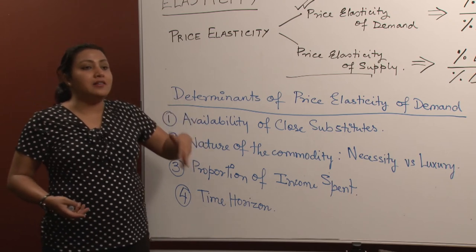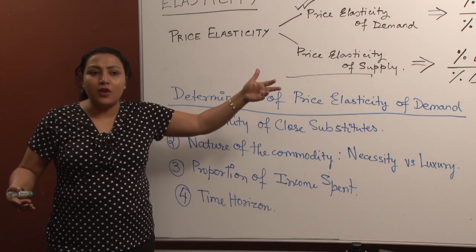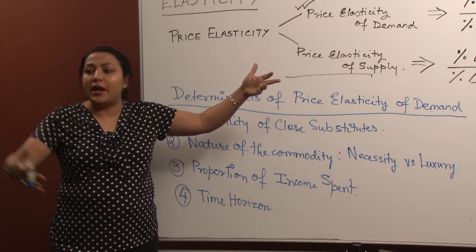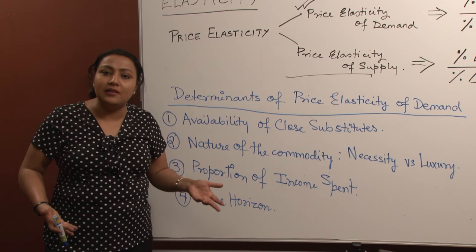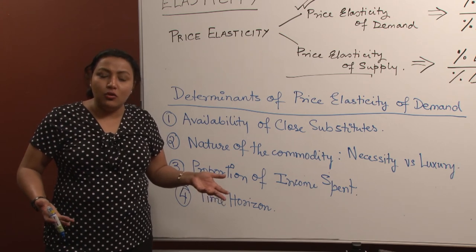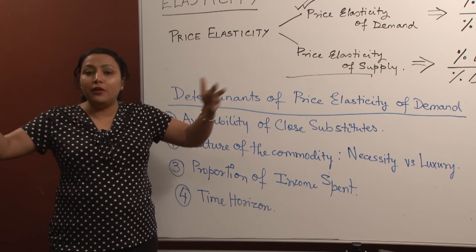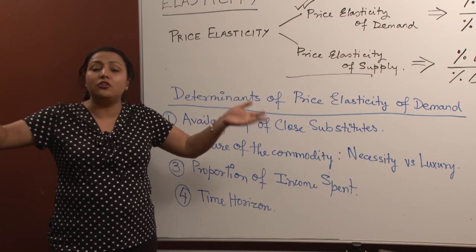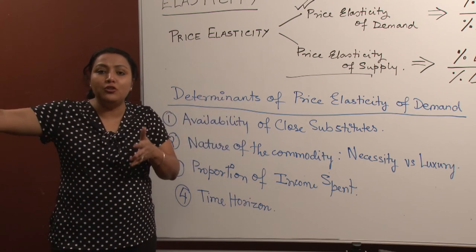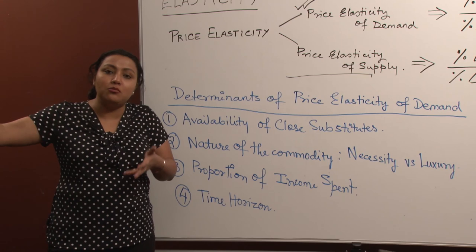Because let's say a price has gone up, right? Your rent has gone up. So in the short run, it is difficult for you to find a rented accommodation immediately. So maybe you keep staying in that same house, right? So your demand is inelastic. But over time, you start looking for other houses and then you find a cheaper alternative, a cheaper substitute, and you move into a different house which is cheaper. So then your demand actually becomes more elastic.